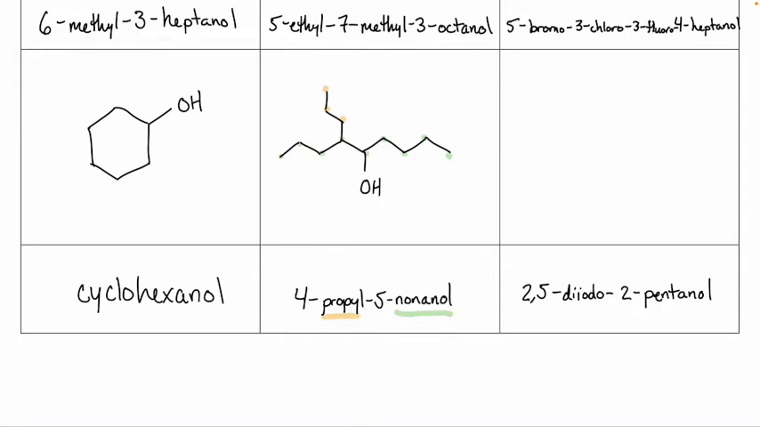Okay, so again, starting from the back, my pentanol, I'm going to draw my 5 carbons, 2, 3, 4, 5. I have an alcohol group on carbon 2. Okay, so that's my 2-pentanol. And then 2,5-diiodo, what the heck is that? 2 iodine groups, right? So iodo is for iodine, so I'm going to need to stick one of those iodines on carbon 2. The other one is going to go all the way at the end, 1, 2, 3, 4, 5. Stick that on the end there. All right, 2,5-diiodo.